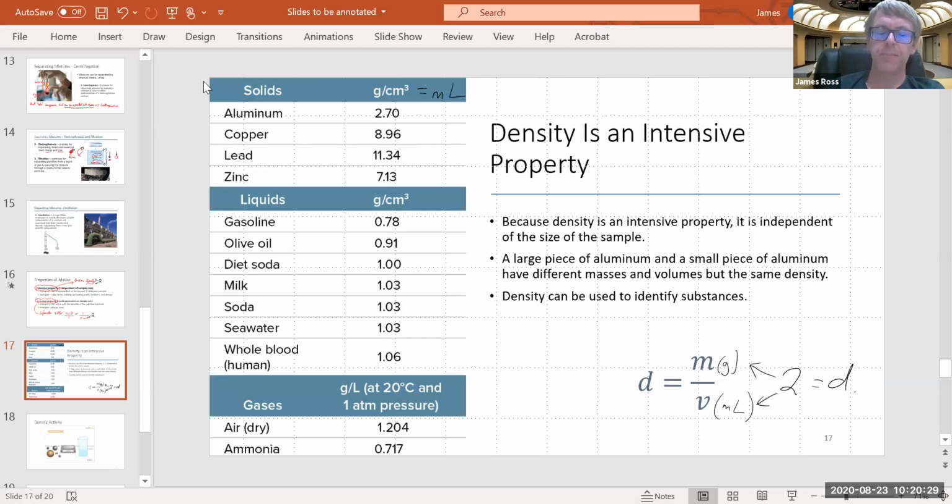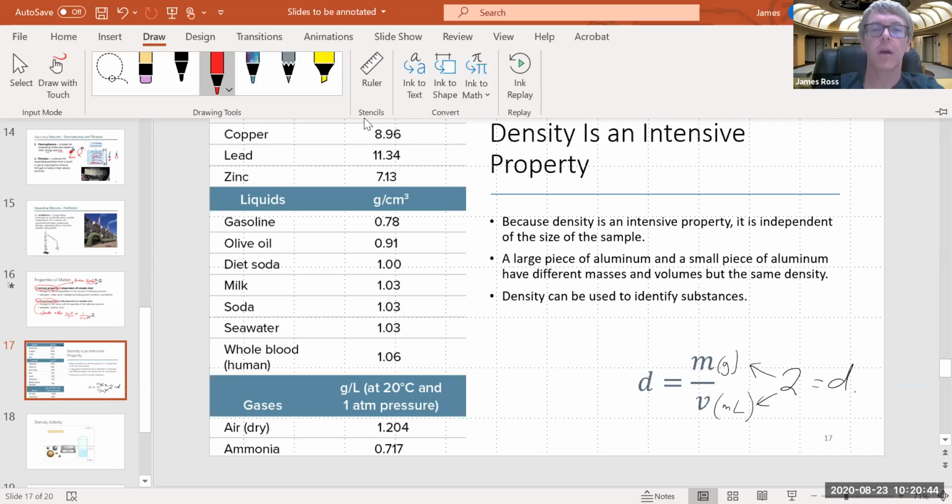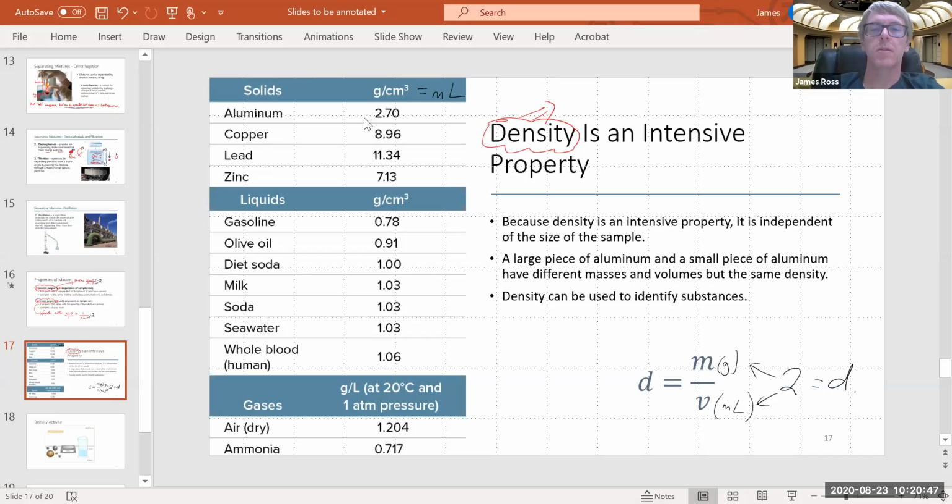Because it's a constant, we can use these values to identify unknowns. So density can be used to identify an unknown, and also to look at purity. You know, 24 karat gold, 14 karat gold, 9 karat gold. They're all mixed with other metals, so they would therefore have different densities, and we can use that to categorize them as more or less pure.